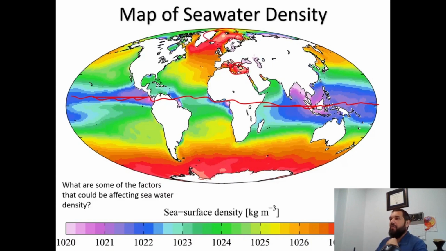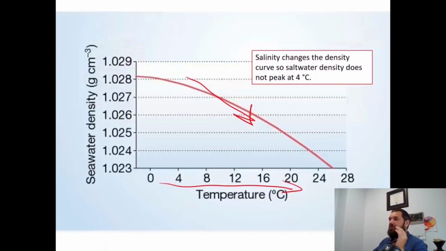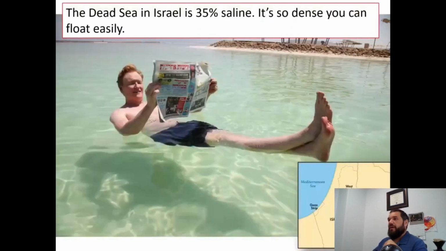You'll notice that around the poles, the density is pretty high. Why? It's because the temperature is low. To make sense of everything, you have to put the temperature and the salinity maps together. Because like I said, temperature goes up, density goes down. Salinity goes up, density goes up. Some places like the Dead Sea, an inland sea in the Holy Lands, in Israel, the density is very, very high because the salinity is 35%, 10 times higher than what you get in the average ocean.